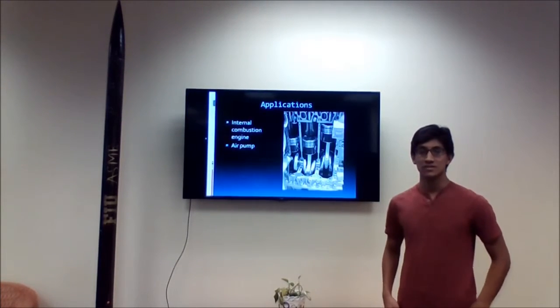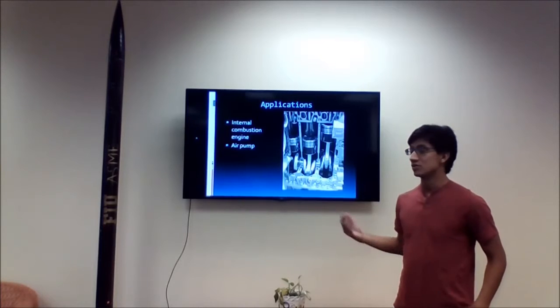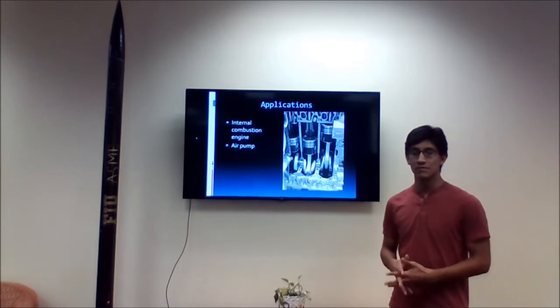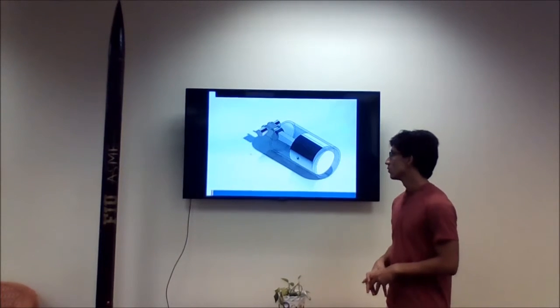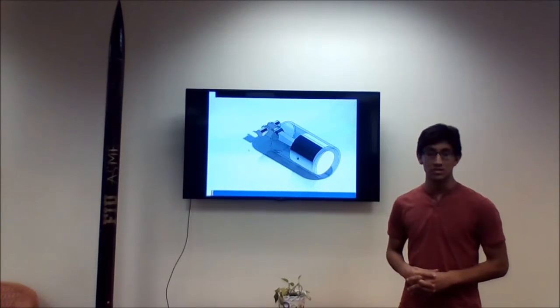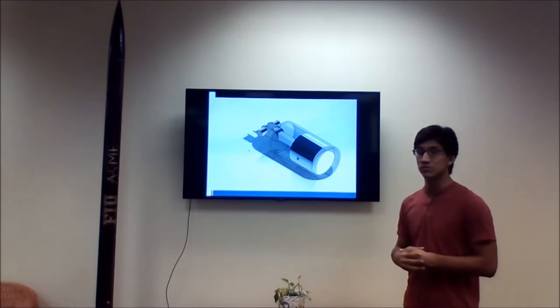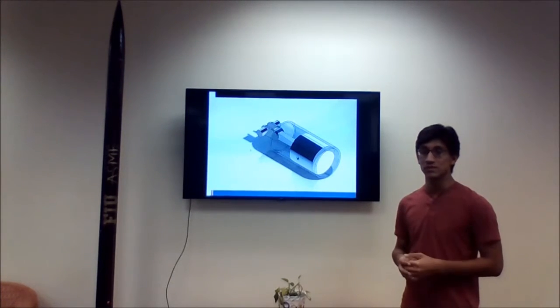Some applications of a slider crank mechanism include an internal combustion engine and an air pump. Here we have created an air pump model where the full rotation of the input crank is shown to move the piston within the cylinder.